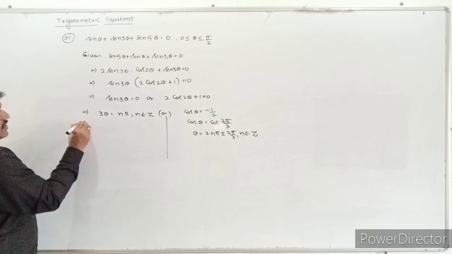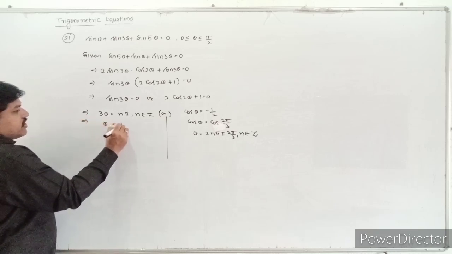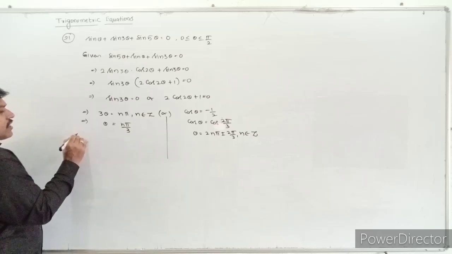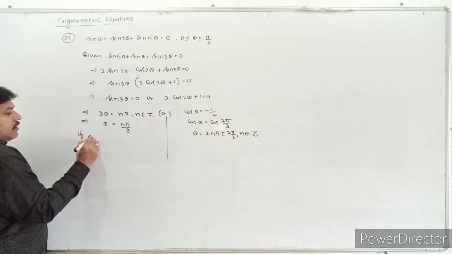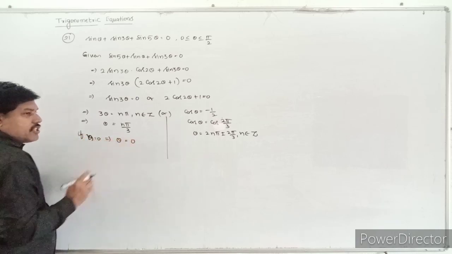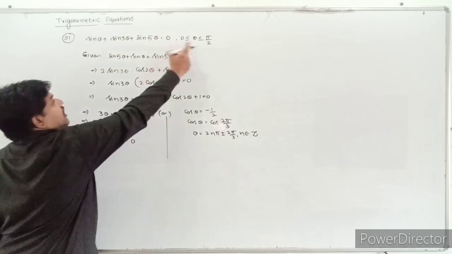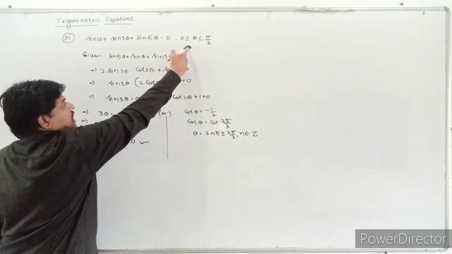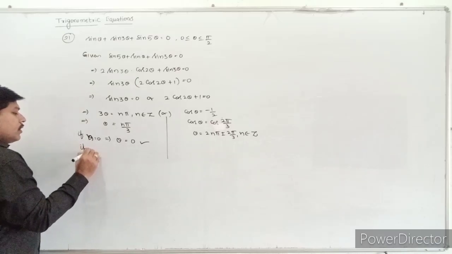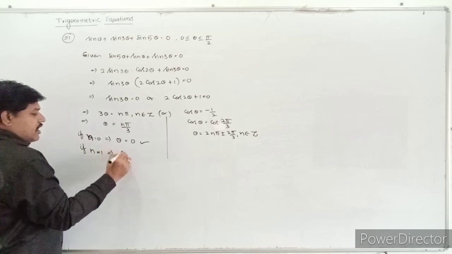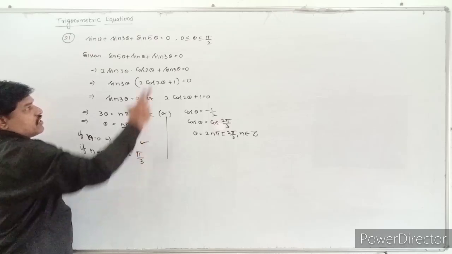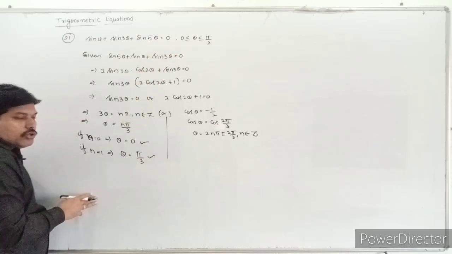So here 3 theta is equal to n pi, meaning theta is equal to n pi by 3. So what are the values? If n is equal to 0, theta becomes 0. Is 0 in between these two intervals or not? Yes, since it is less than or equal to, 0 is also included. If n is equal to 1, what happens? Theta is pi by 3, which is 60 degrees, between 0 and pi by 2. So pi by 3 is also a solution.